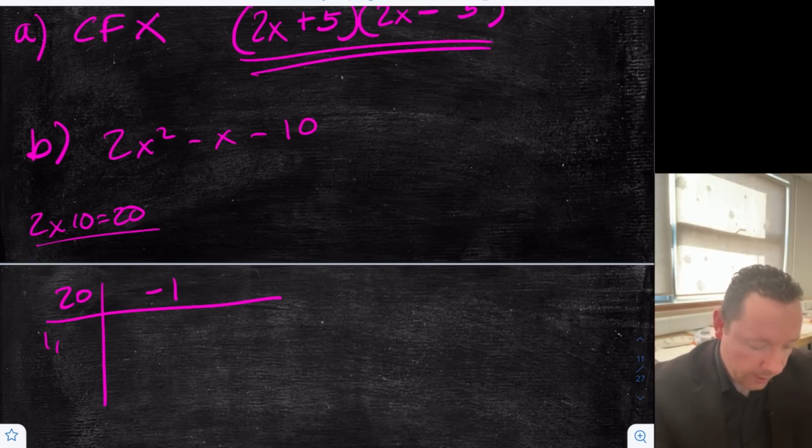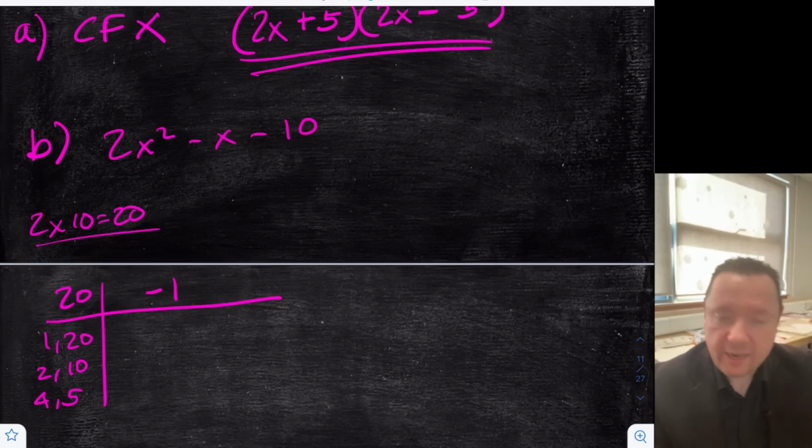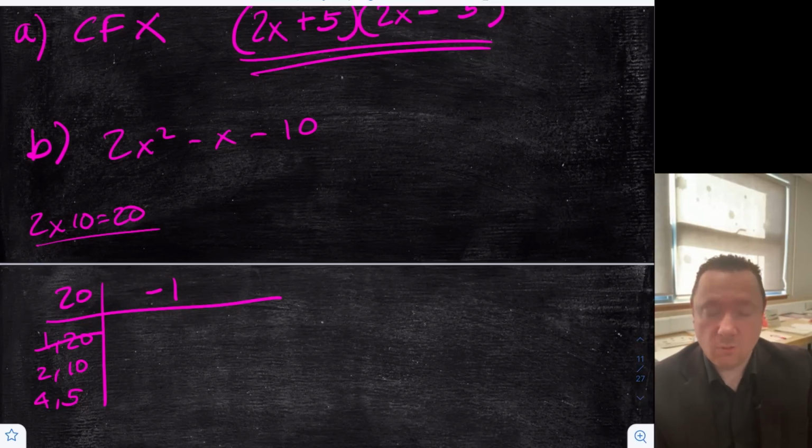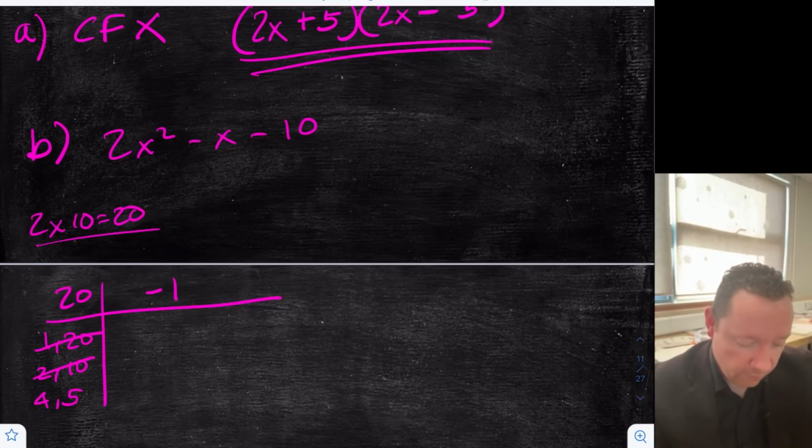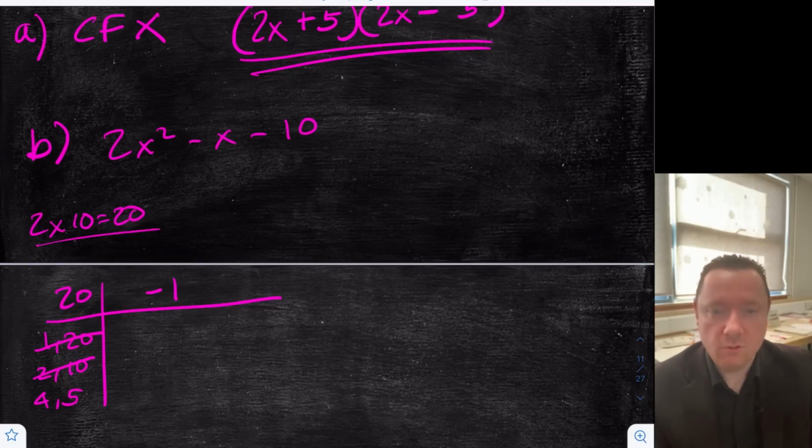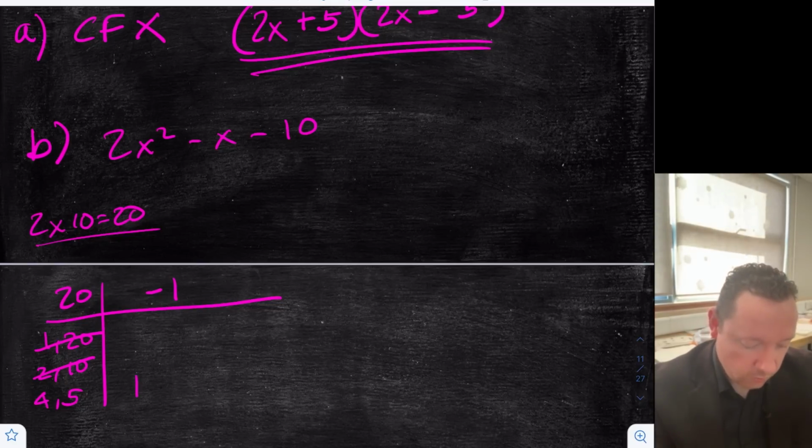So I've got 1 and 20 I could pick. 2 times 10 is 20. 4 times 5 is 20. And that's them all. So 1 and 20, I can never add or take away to make minus 1, so it's not that one. 2 and 10, I still can't do, so it's 4 and 5. And how do I make minus 1 from 4 and 5? Well, it must be plus 4, take away 5, and then just double check. 4 times minus 5 is minus 20, which is what I want, minus 20.